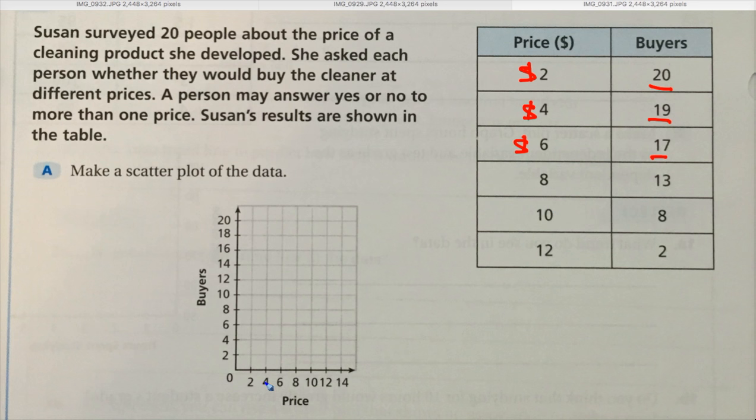So we want to make a scatter plot so we can see if there's a pattern happening here. So at $2, 20 people purchased. At $4, 19 people purchased. At $6, 17 people purchased. At $8, 13 people purchased. At $10, 8 people purchased. And at $12, 2 people purchased. Okay, so there's her data. Make sure you have that because we're going to scroll down.